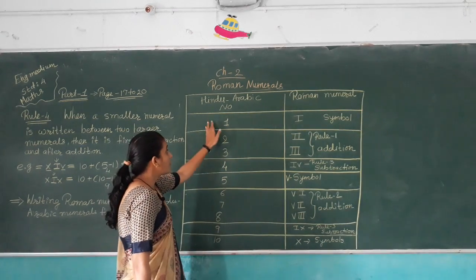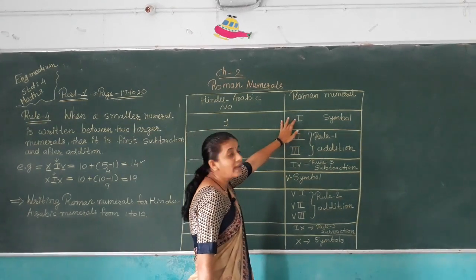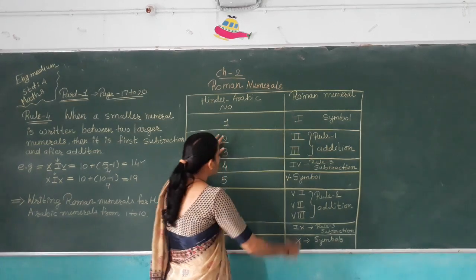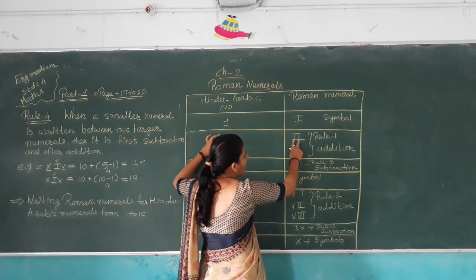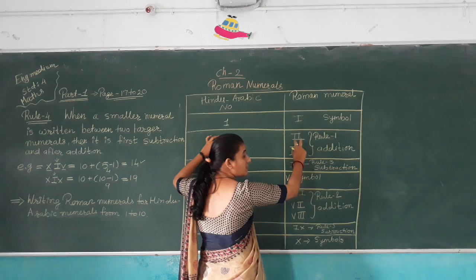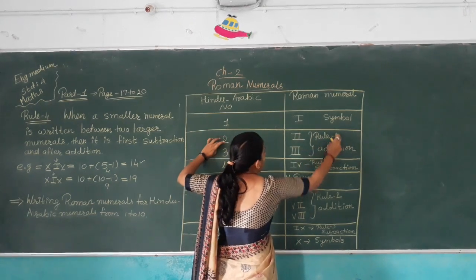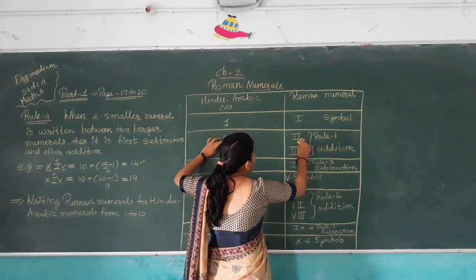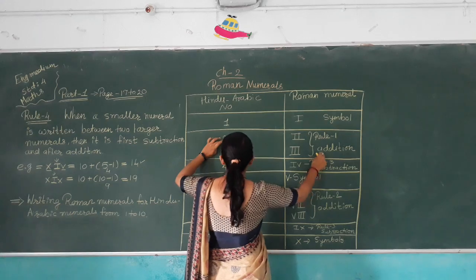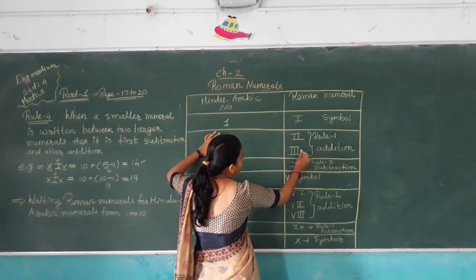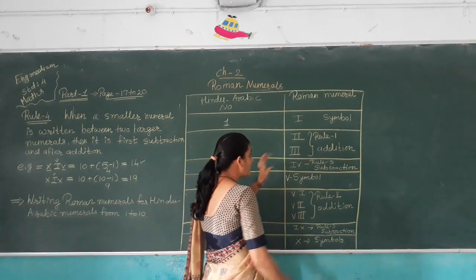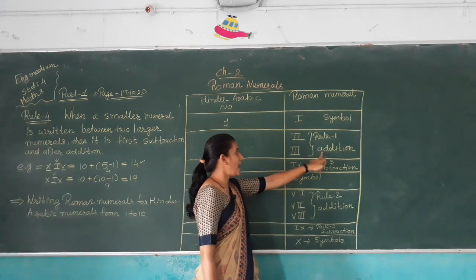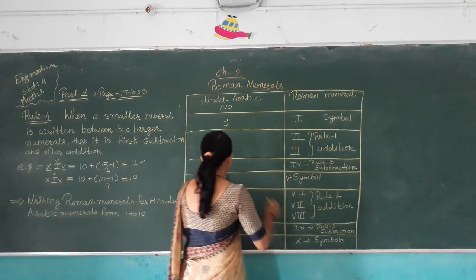1 for I. I is a symbol. 2: here we repeat I two times. Rule 1, addition. Here we are doing addition. 3: here I is used three times. It is also addition, rule 1, addition.